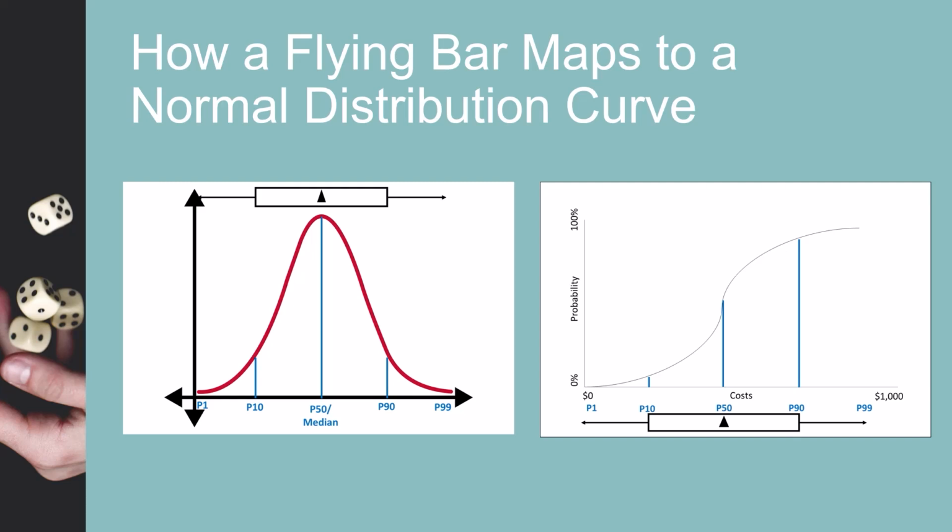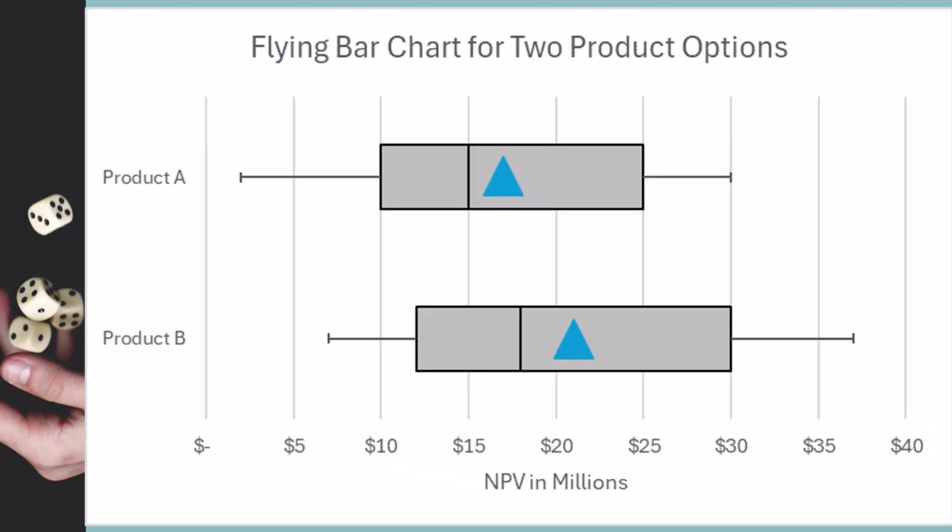P90 is a very high number. You would expect 90% of a population to be lower than this. This is the right edge of the bar. And P99 is an extremely high number. 99% of a population would be lower than this. This is the tip of the point of the right arrow.